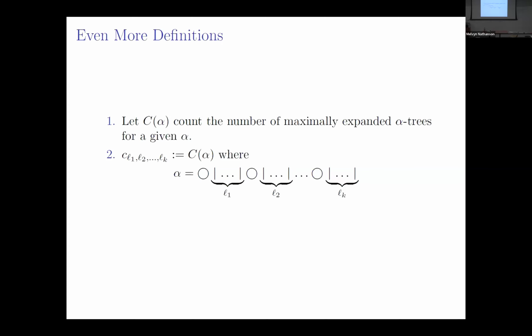So then I defined this definition here with a C with subscripts, that is counting the number of maximally expanded alpha trees when your word looks something like this. It's an O followed by a block of ones, an O followed by a block of ones, and so on. Because you can do these cyclic rotations, you can take any word and turn it into this form. You are allowed to take these L values to be 0. So if you have consecutive O's, you just take L sub 1 or L sub 2 to be 0.